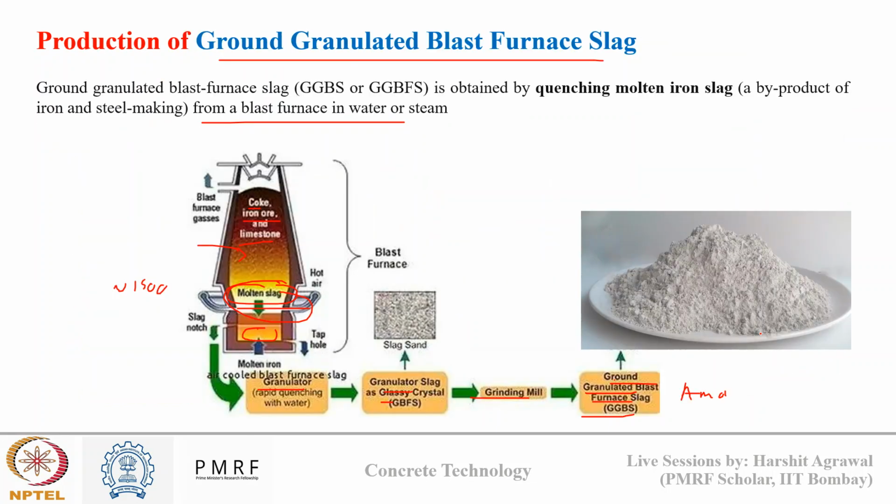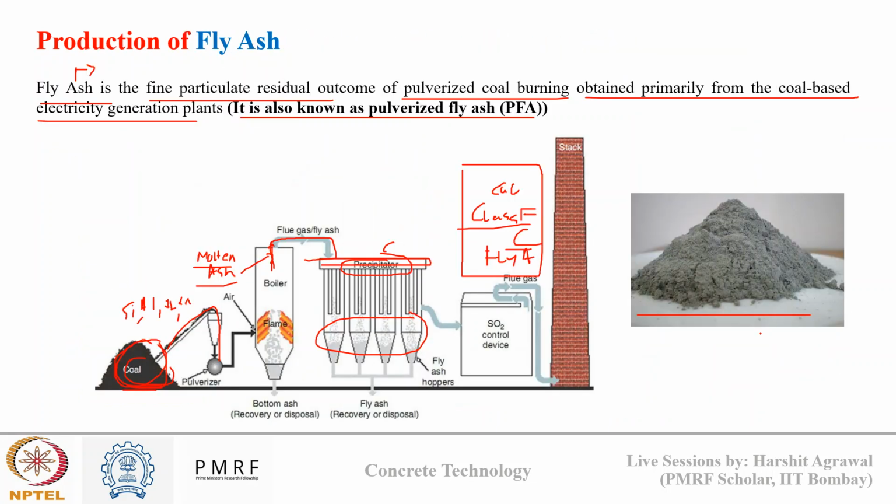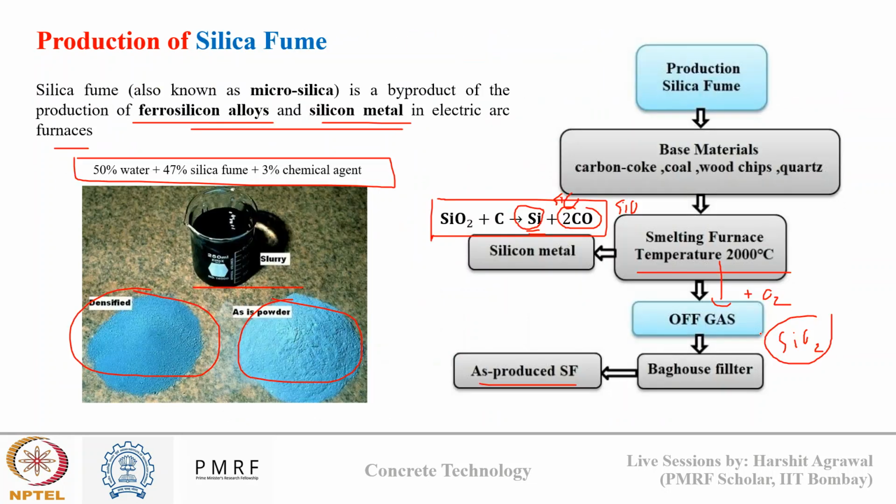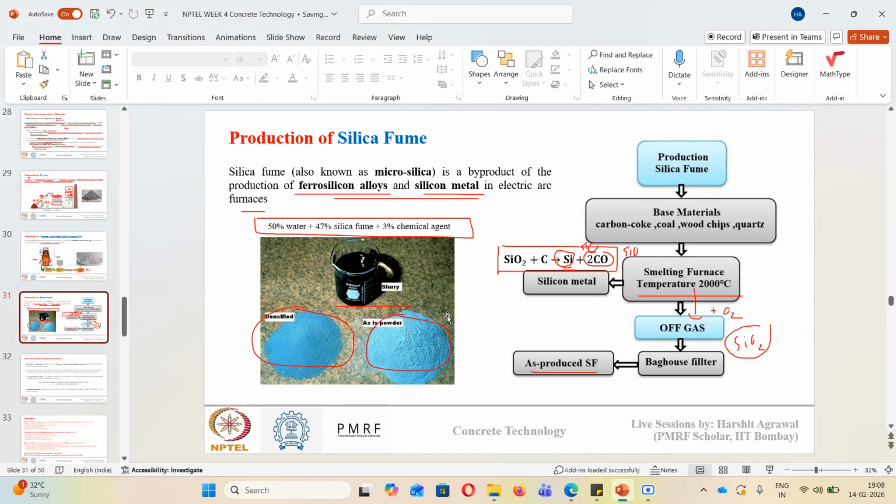Okay, so this is how all three very commonly used admixtures are produced: fly ash, slag, and silica fume. All are a byproduct of other industrial product. Okay, and if they are not used, they will be dumped. So instead of dumping, researchers have found a way to reuse them as a replacement of cement, so that they can be consumed instead of getting dumped.